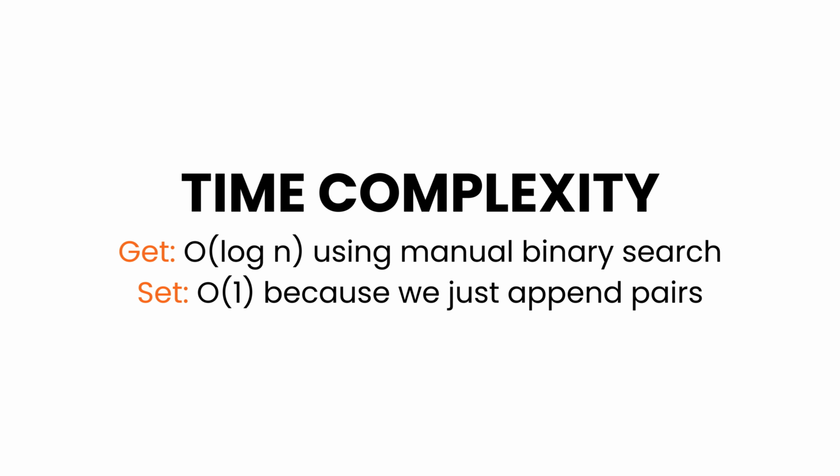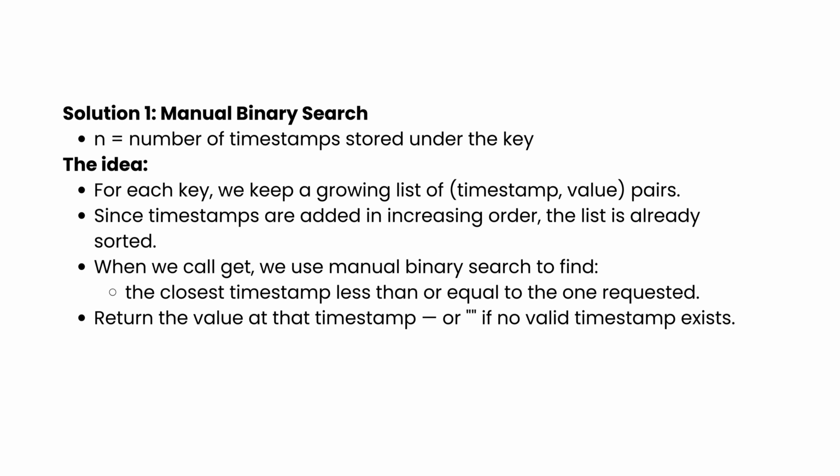This approach is O(1) for setting values because we just append pairs, and O(log n) for getting values using manual binary search. We use a method called manual binary search. For each key, we keep a growing list of timestamp, value pairs. Since timestamps are added in increasing order, the list is already sorted.